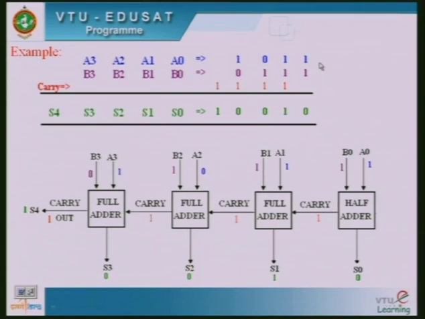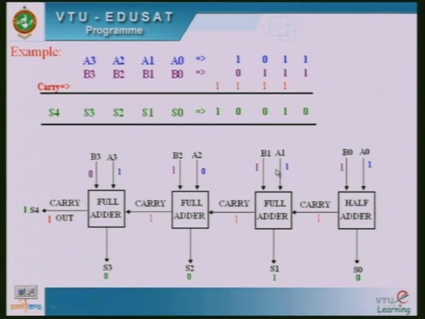When we start adding in the very first adder block, the B0 value is 1 and the A0 value is 1. Both are added here. 1 plus 1 is 2, which in binary we write as 1 0. Then 0 is the sum value, and the carry 1 is taken as the carry. That carry, generated at the output of this first adder, is taken as an input to the next full adder.